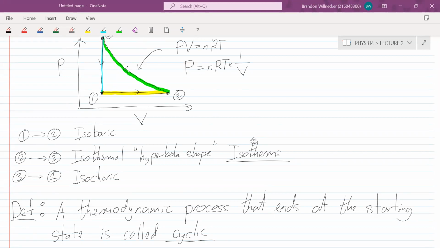Any questions so far on this? Okay, so it's not too bad. Let's have a look at the next section.